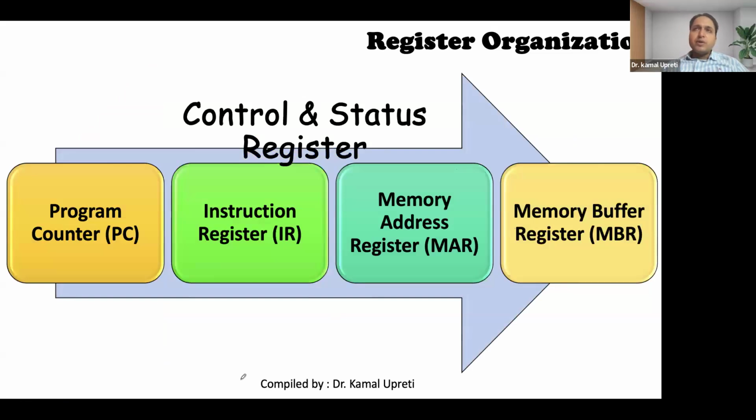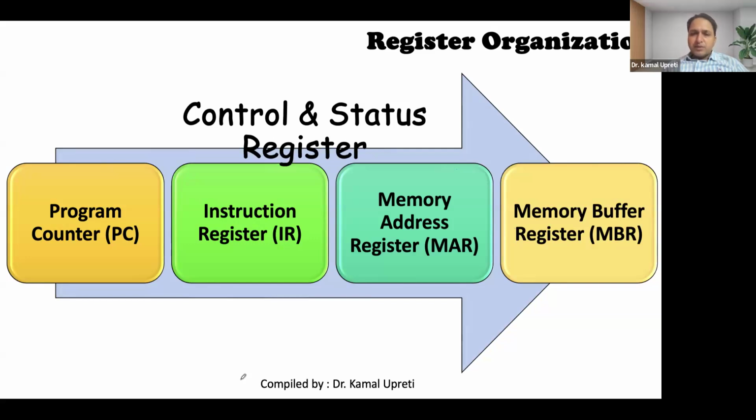Next, I'm using the control and status registers, because we have certain values, and we use them to control that particular value, to see what the status is, what the value is, and how we can process it. So these are called the register organization.